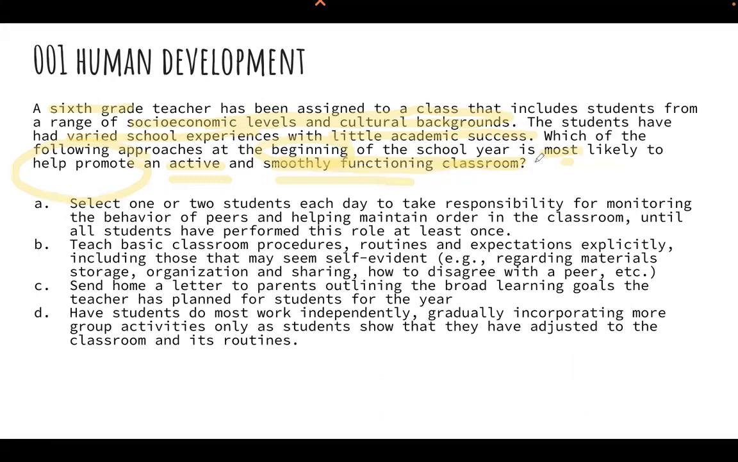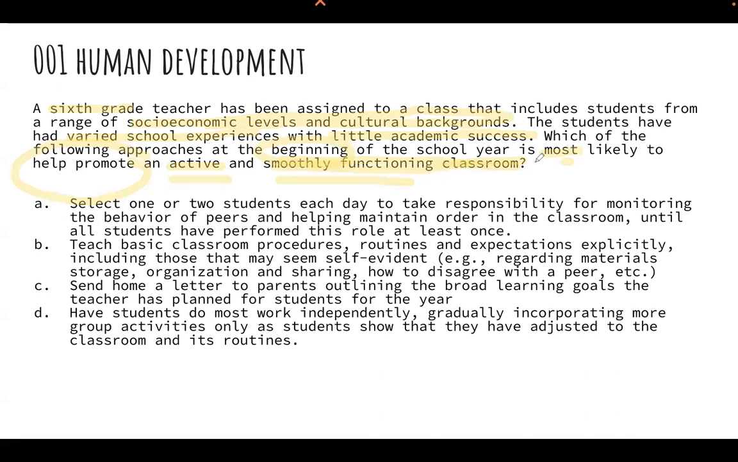C, send home a letter to parents outlining the broad learning goals the teacher has planned for the students for the year. D, have students do most work independently, gradually incorporating more group activities only as students show that they have adjusted to the classroom and its routines. Okay, so we've read all of them.